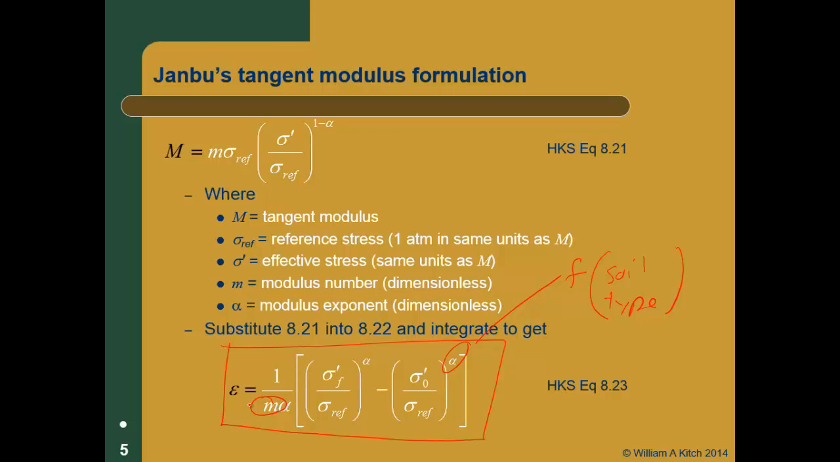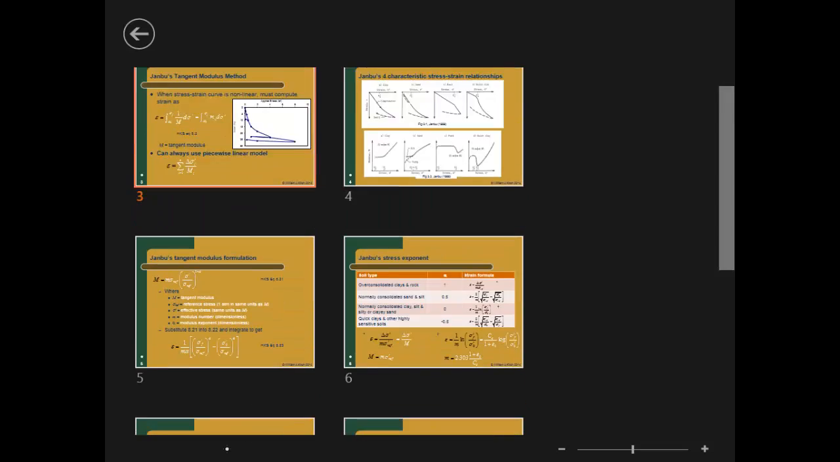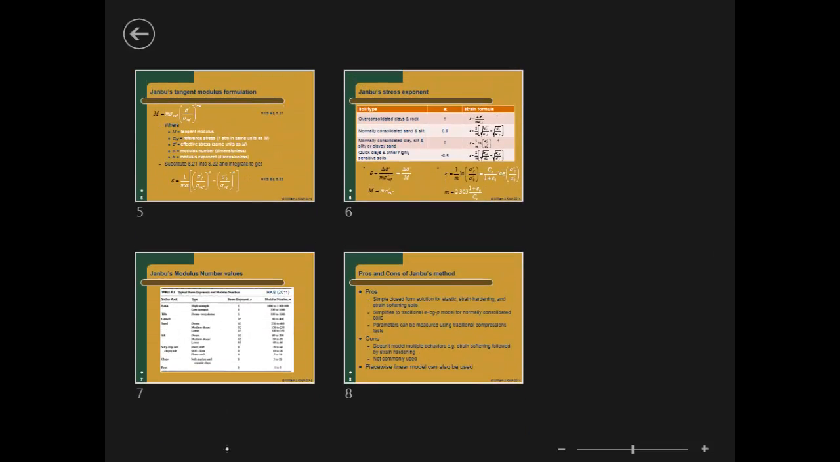So now this problem of calculating the strain for nonlinear material is much more tractable, because I've got this really simple closed form solution for that integral. Okay. Are you with me so far? Any questions about that? I have one question.